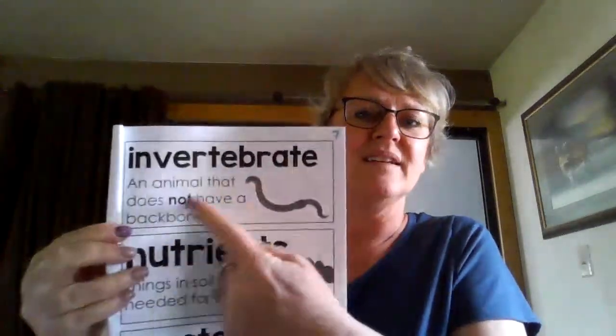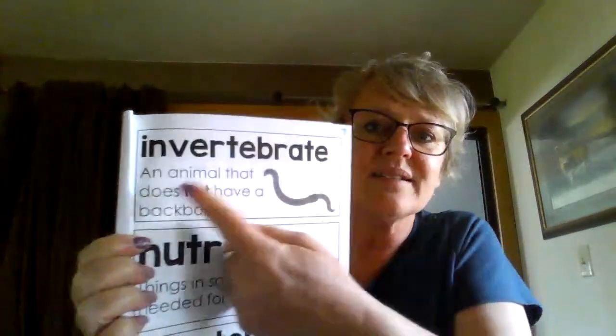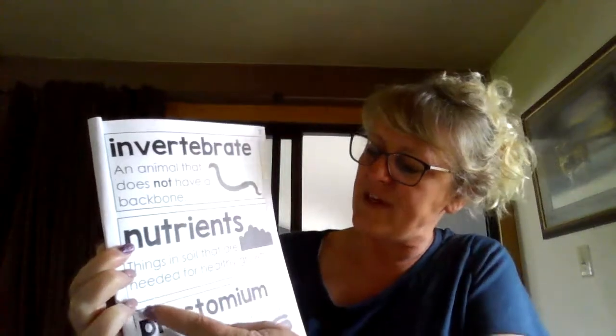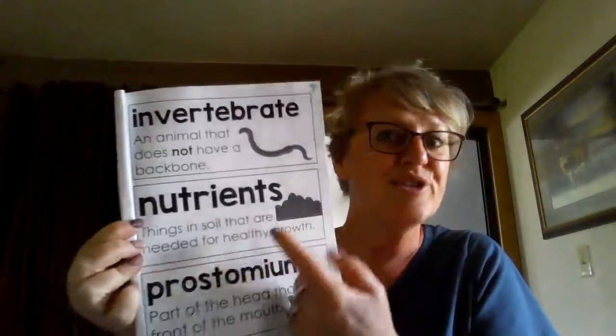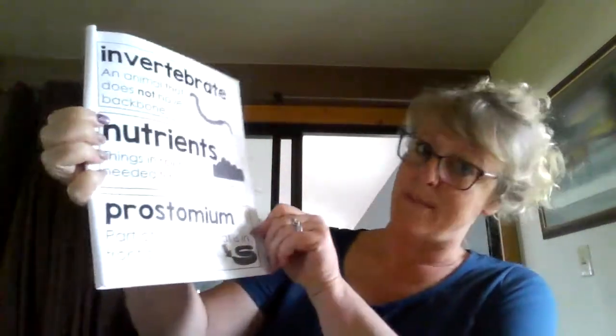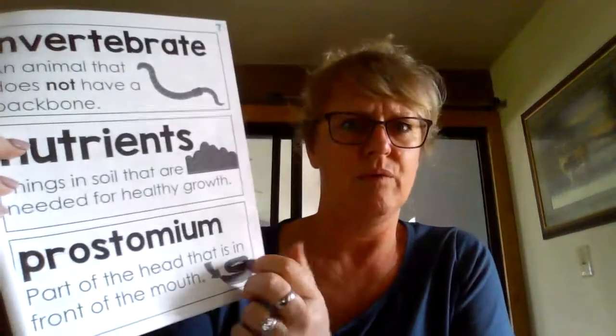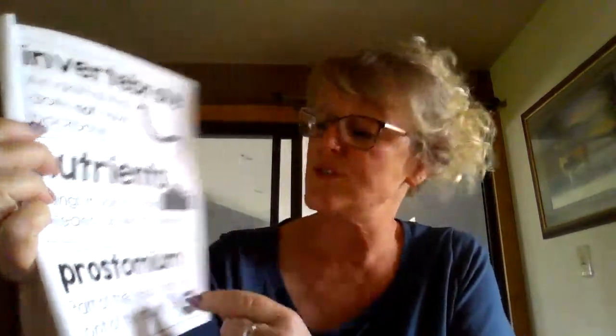Page 7, invertebrate. Vertebrate is bone. An animal that does not have a backbone is called an invertebrate. Nutrients, things in the soil that are needed for healthy growth. Nutrients. Prostomium. Part of the head that is in front of the mouth. Prostomium.